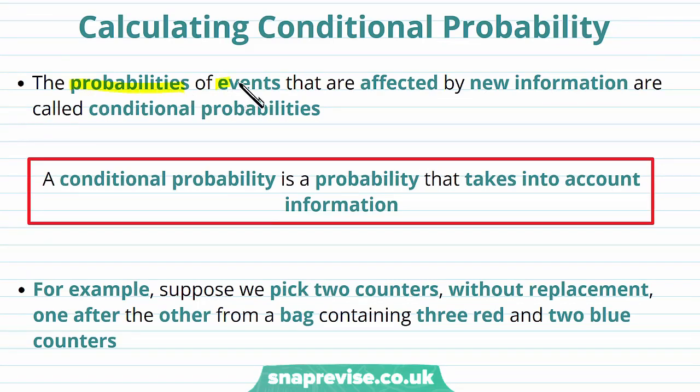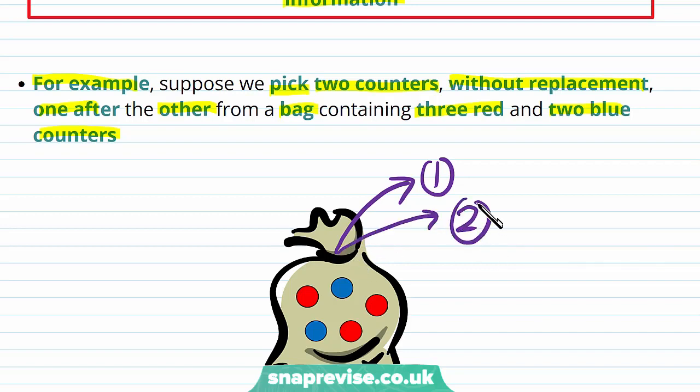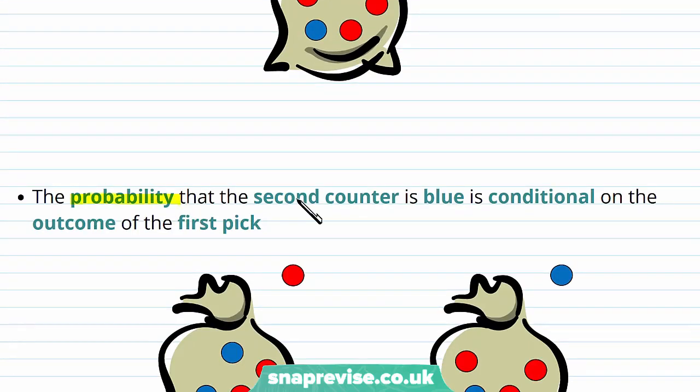The probabilities of events that are affected by new information are called conditional probabilities. A conditional probability is a probability that takes into account information. For example, suppose we pick two counters without replacement, one after the other, from a bag containing 3 red and 2 blue counters. We're looking to take one, our first counter, and then not replace it into the bag, and then take a second counter. The probability that the second counter is blue is conditional on the outcome of the first pick.